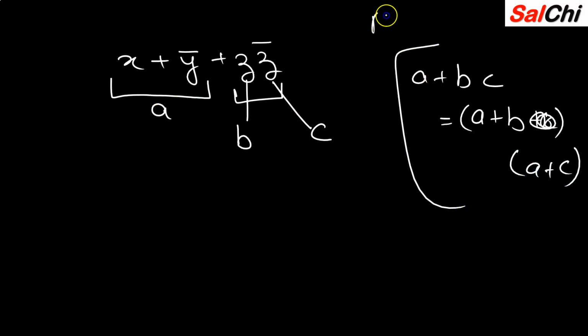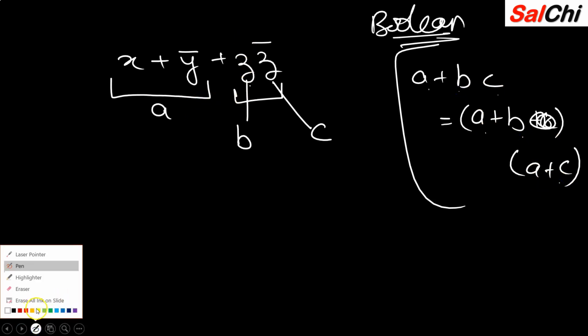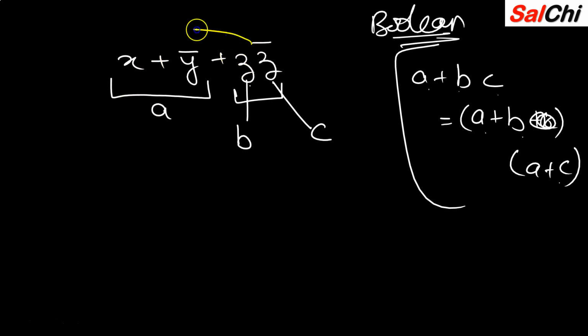This is a Boolean law, so you need to watch the Boolean playlist to see how these laws are important. Now, how to open here? This is X plus Y as A and then this is B. What is the formula? A plus BC is equal to A plus B and then A plus C in the next bracket. So I will just take my A and B, this entire part is my A and this is my B.